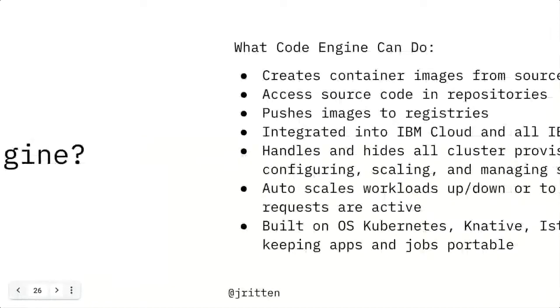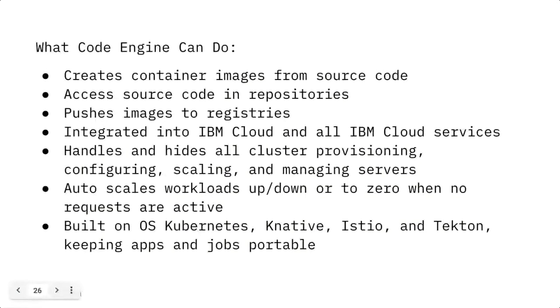So what can Code Engine do for you? Why should you be interested, intrigued, excited about Code Engine? As I mentioned already, Code Engine will pull your source code and create container images for you. Code Engine supports both Dockerfiles and Cloud Native Buildpacks. You can store your code in private repositories and push your images to private registries, and Code Engine is able to access them.